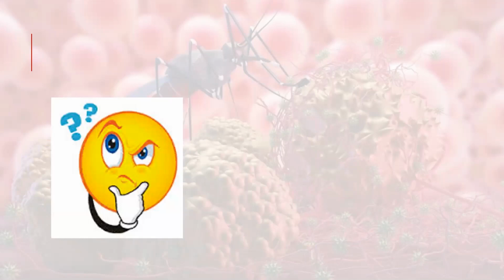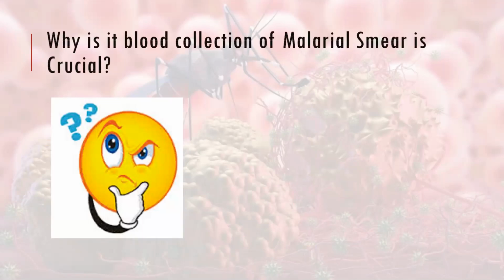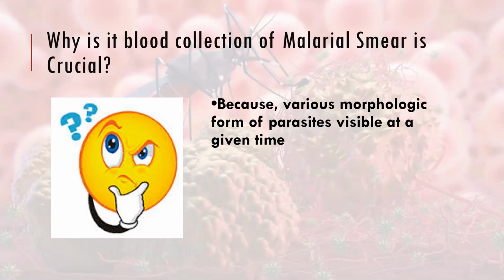Okay? Now, question once again. Why is blood collection for malarial smear crucial? Kasi nga, kung magko-collect ka before paroxysms, mababa yung number of parasite that might not be enough for you to detect the parasite. Aside from that, various morphological forms of the parasite are visible at a given time, usually after paroxysms. Another reason is because it depends on the stage of the development.